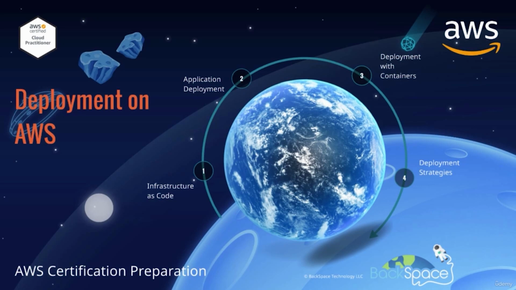In this lecture on deployment on AWS, we'll start off by talking about the concept of infrastructure as code and how we can manage our infrastructure with the same version control tools that we do with our code. We'll then look at the different options that are available for deploying applications. Then we'll look at how we can deploy applications that are containerized. And finally, we'll talk about the different strategies that are available for deploying our infrastructure.